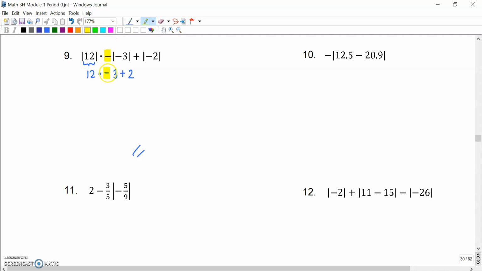This negative sign is this negative sign, and then the other negative signs go away because we did absolute value, or the distance that a number is from 0. Then from here we just follow PEMDAS. 12 times negative 3 is negative 36, plus 2, which simplifies down to negative 34.